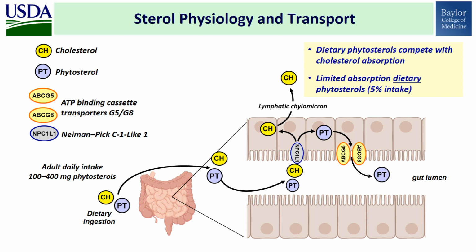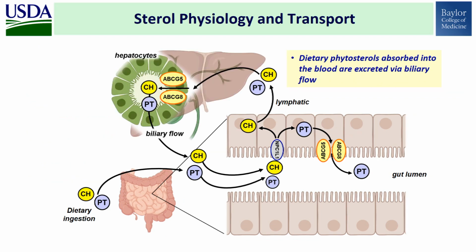But a larger proportion of the cholesterol is absorbed from the epithelium of the gut into the lymphatics and into the circulation. Once in the circulation, cholesterol, as well as any phytosterols that are absorbed into the bloodstream, are then re-excreted out through the biliary flow, through the ABCG5/G8 heterodimeric transporters that are expressed on hepatocytes. These phytosterols and cholesterol then go into the gut and are excreted from the body.